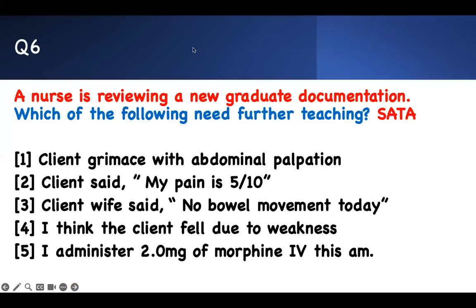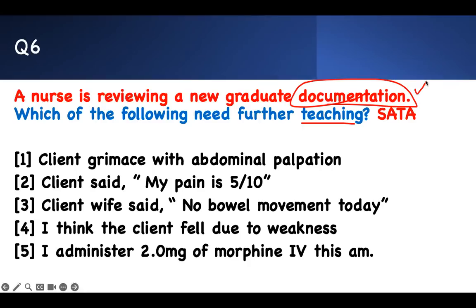Number 6. Select a part. Which of the following needs further teaching? And next is reviewing a new graduate's documentation. Which one needs further teaching? You see, there's only one word. This is how your test is set. One word, documentation. You should know how to document, right?